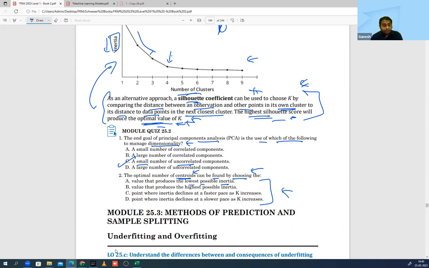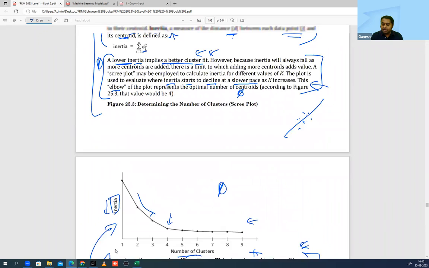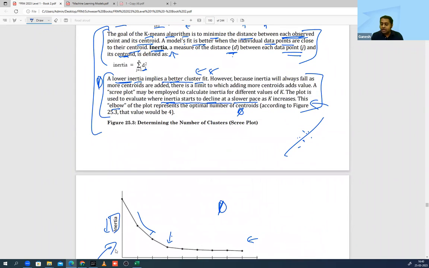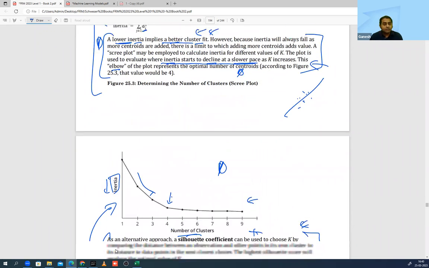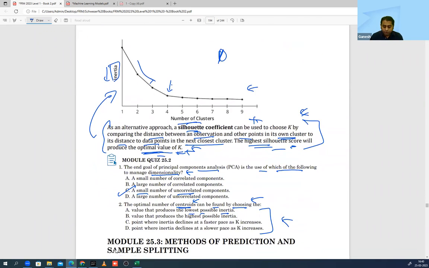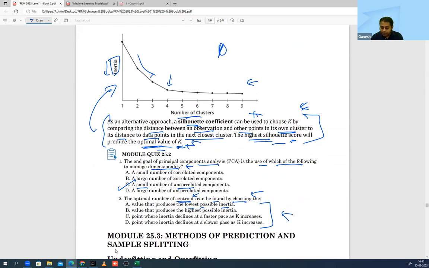Okay. Matlab sabse lowest value hai wo, or else where the change in the inertia is very low. If you go to this point, I'll just take a pause. Read this. Where the inertia starts to decline at a slower pace. This is where we have to stop. So if you look at the point, D gives you the answer. Most likely students will pick this, but that is not correct. Everybody's clear, na? Question kya hai?